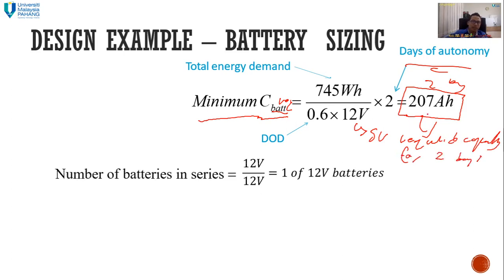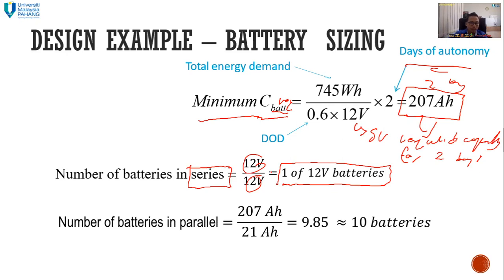So next, the number of batteries in series. Series is the SV over the rated battery voltage. 12 over 12, then you get 1. So 1 battery of 12 volt is enough to connect in series. Next, the number of batteries in parallel. Remember, parallel is about the capacity. So the required capacity calculated here is 207, and your battery capacity is 21 in the question.